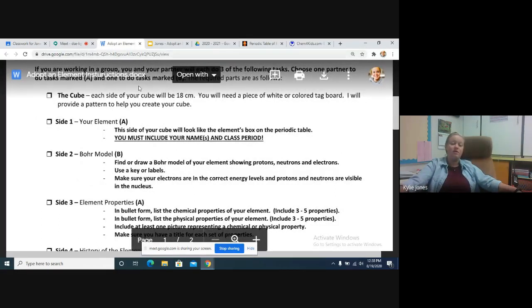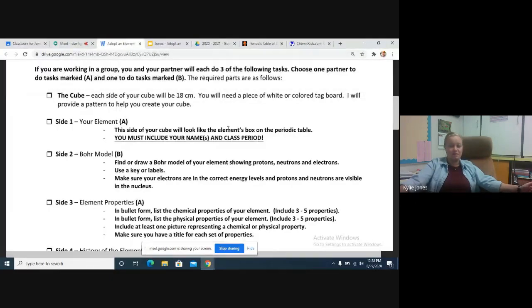There's no cube, so you can ignore the cube part, but side one, which we can call slide one, will be the name of your element. So it must include your name and the name of the element that you choose, which we will choose later. Okay, so that'll be like your title slide.